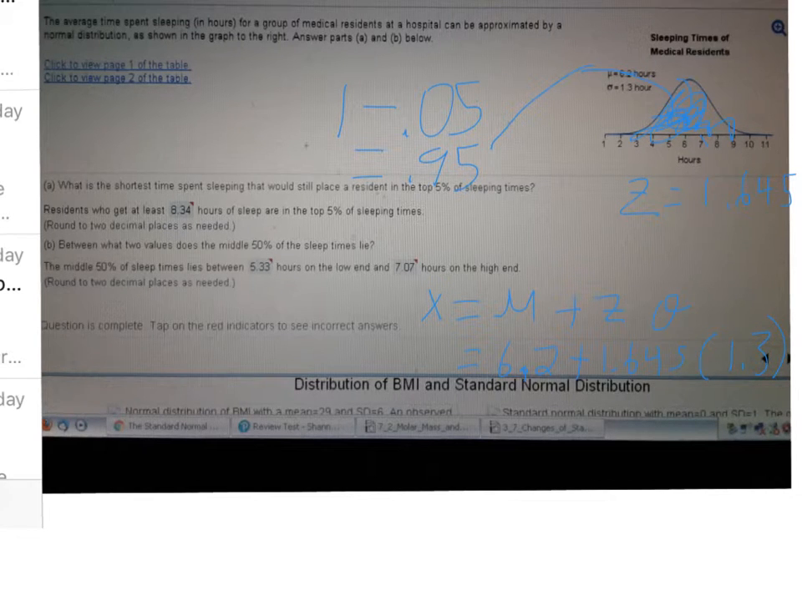Now, you can also use StatCrunch. If you put this info into StatCrunch, it would do the calculations for you and just give this number.